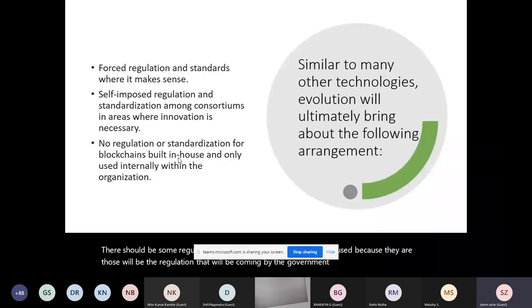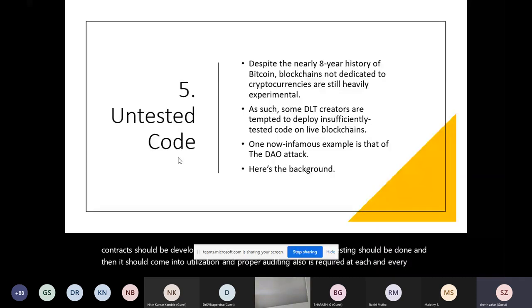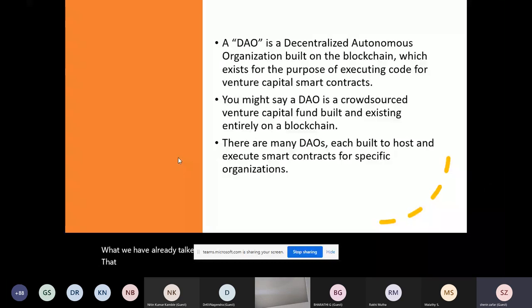Then again, when the consortium is being set up and the consensus is being set up, those smart contracts should be developed in a very, very effective manner. Their testing should be done, and then they should come into utilization, and proper auditing is also required at each and every end. On untested code, we have already talked about the famous DAO, the decentralized autonomous organization attack, which is again a kind of Sybil attack, where you had a lot of crowdsourced funding that was involved in the blockchain.